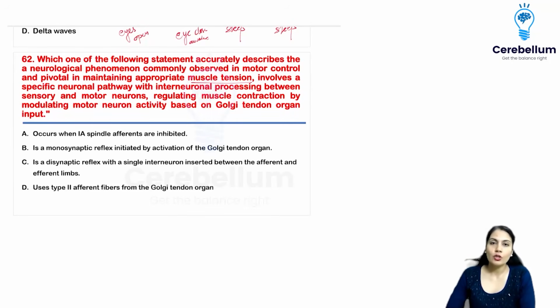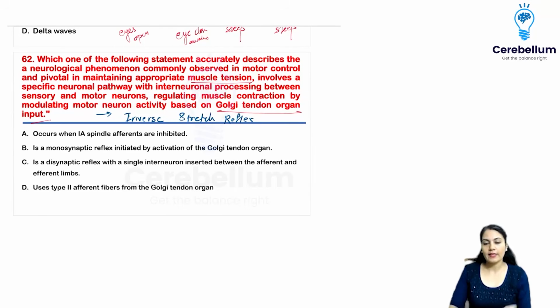Tension is going to be sensed by the tendon, right? So it involves sensory and motor neurons. Muscle contraction modulating motor neuronal activity is based on the Golgi tendon organ. The Golgi tendon organ is going to be responsible for the reverse stretch reflex, or inverse stretch reflex, isn't it?